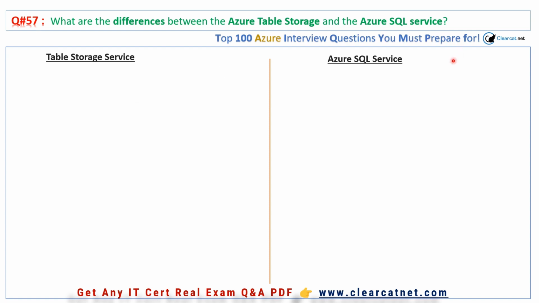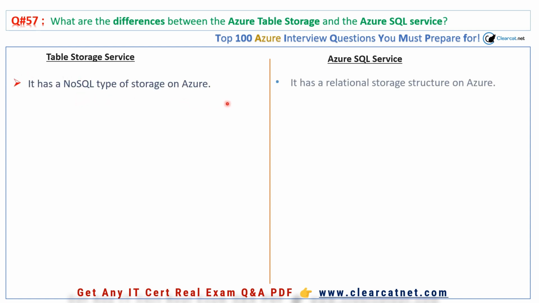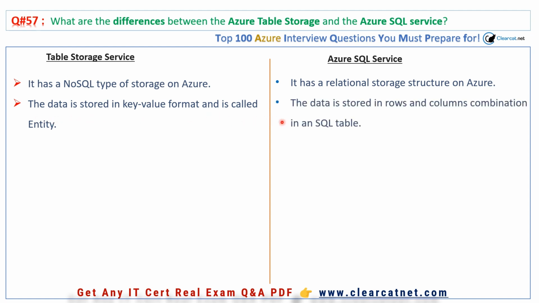You can easily explain it like this: Table Storage is a NoSQL type of storage on Azure, whereas Azure SQL has a relational storage structure. Next, the Table Storage service stores data in key-value format called entities, whereas Azure SQL stores data in a row and column combination in a SQL table.